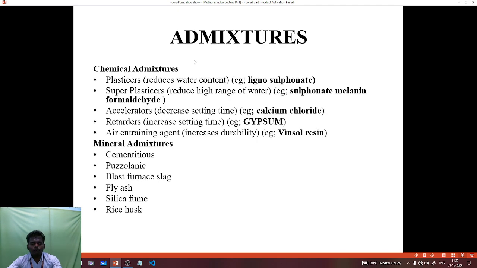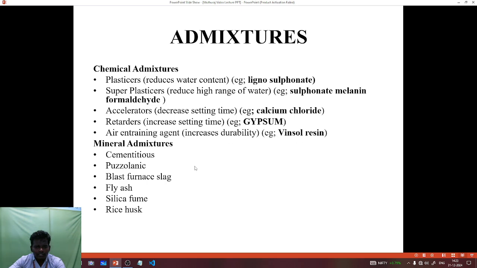And now we are going to see admixtures. Chemical admixtures are plasticizers, which reduce water content; an example is lignosulfonate. Super plasticizers reduce water to a high range; examples: sulfonated melamine formaldehyde. Accelerators decrease setting time; example: calcium chloride. Retarders increase setting time; example: gypsum. Air entraining agents increase durability.